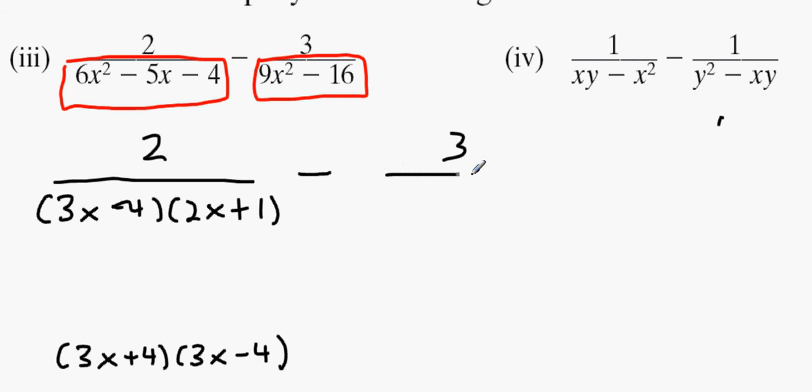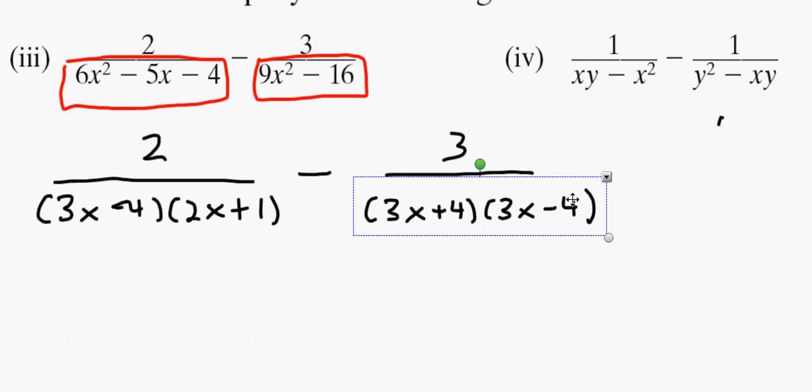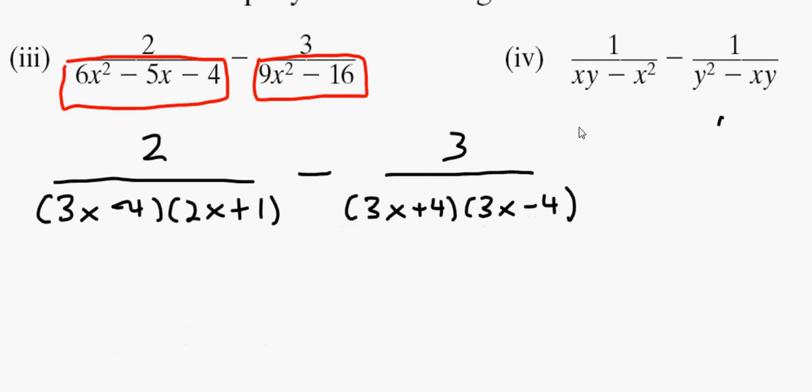We're going to open this bracket up, and then we're going to realize, wait a minute, this part here has to go up. So there we go, minus 3 into 3x minus 4. Okay, now we're going to make a note of what they have in common. They have the 3x minus 4 and the 3x minus 4 in common.